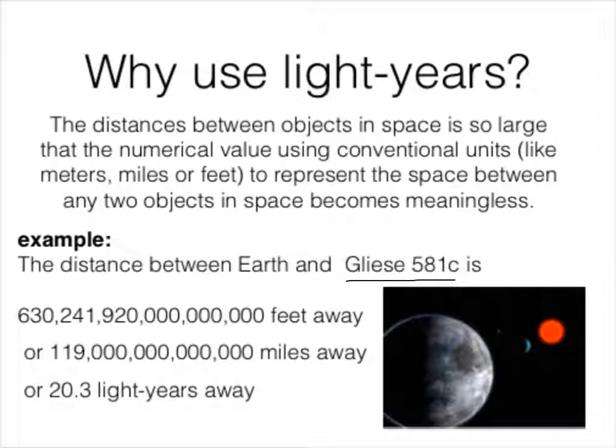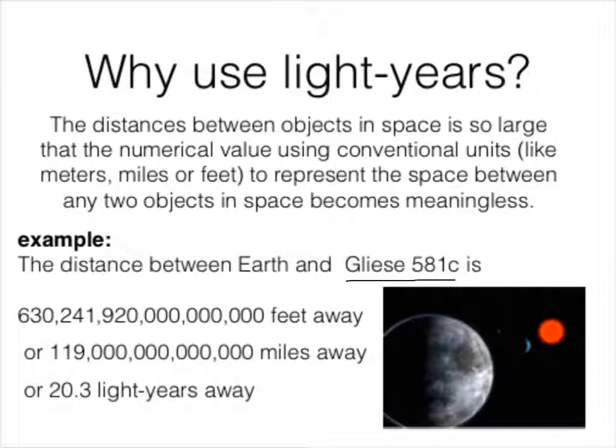If we move that into miles, clearly miles is a much larger unit, notice that the number gets smaller. Now it's only 119 trillion miles away. Okay, so that's smaller than 630 quadrillion, but it's still a number much too large for me to work with. If we convert that into light years, well, now we're into 20.3 light years away. 20 is a number I can rationalize. 20 is the number of fingers and toes that I have.